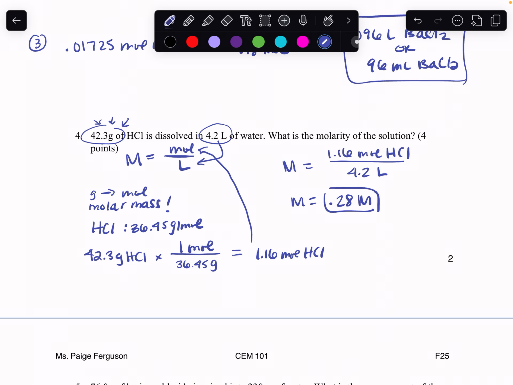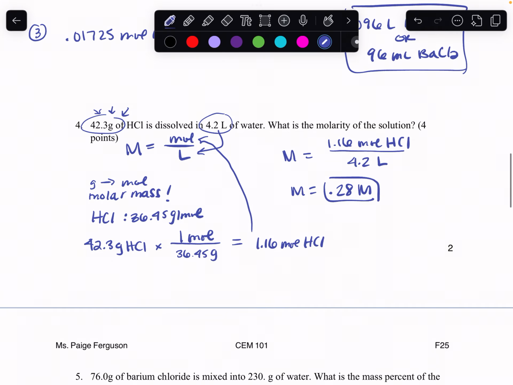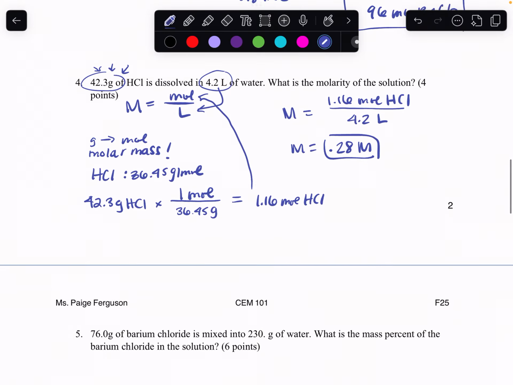Beautiful. So fun, right? So fun. All about interpretation. Remember what we learned. Grams to moles. Make it second nature.